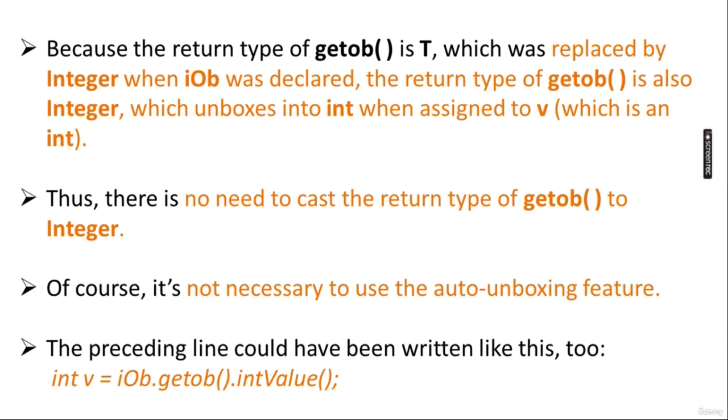Because the return type is T, which was replaced by Integer when iObject was declared, the return type of getObject is also Integer, which unboxes to int when assigned to v. Then there is no need to cast the return type of getObject to Integer. It is not necessary to use the auto unboxing feature. The preceding line could have been written like this too: iObject.getObject().intValue(). Both lines have the same meaning.